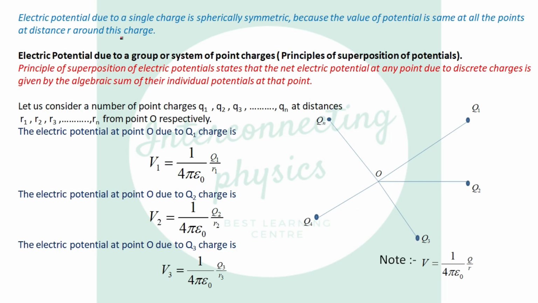Now electric potential due to a single charge is spherically symmetric, because the electric potential due to a point charge is 1 over 4 pi epsilon naught, q divided by r. It depends only upon r. The point is here and r is here. So it means in this direction r is here, in this direction r is here, in this direction r is here. So when we draw in 3 dimensions, we will get a sphere.